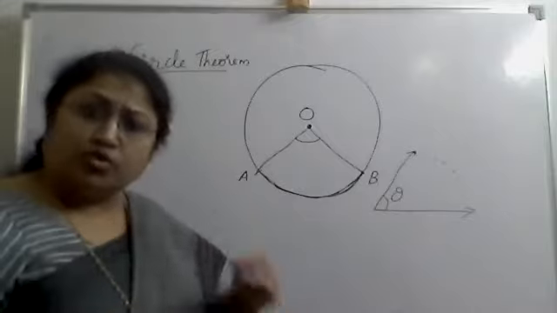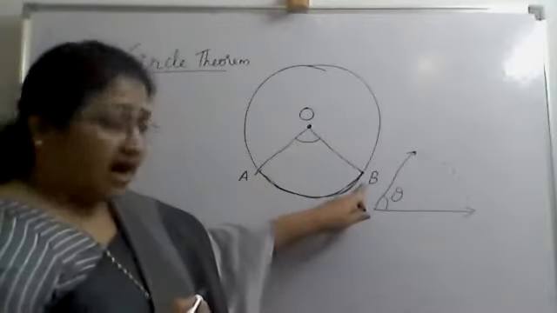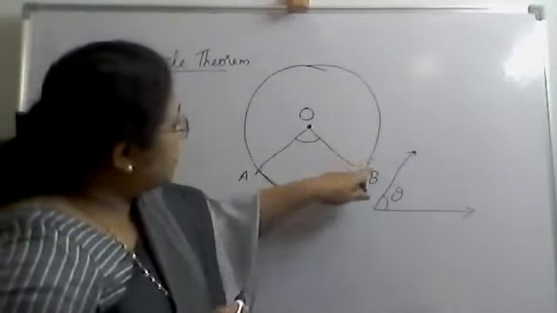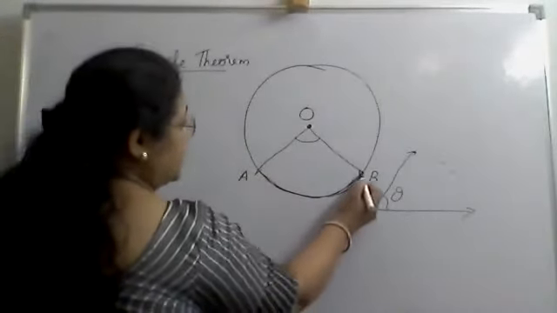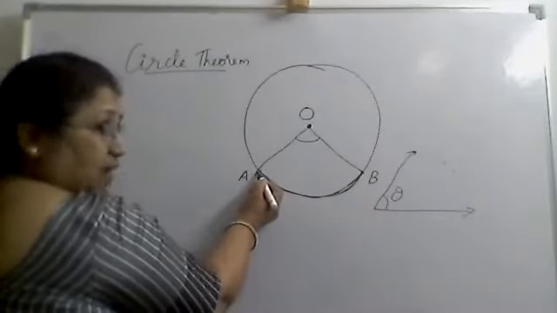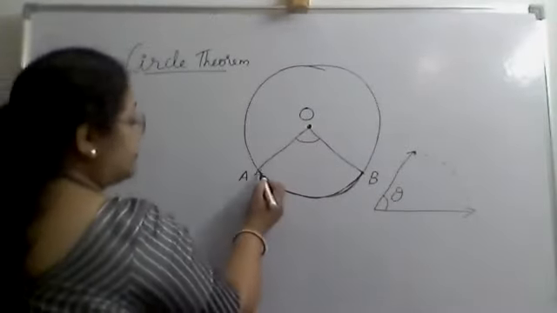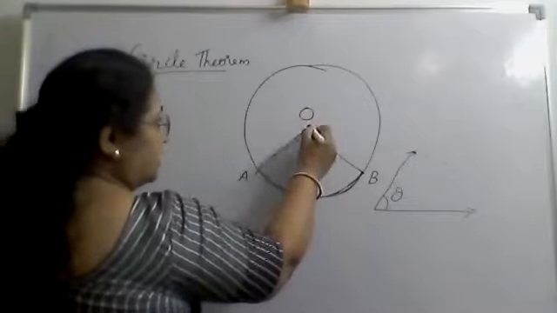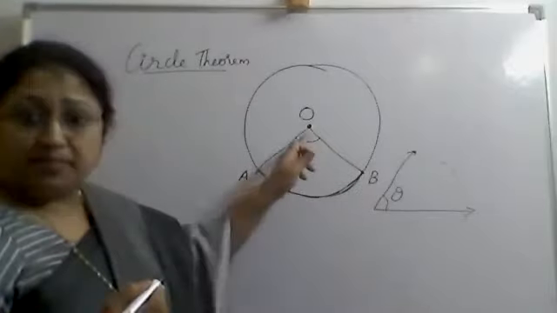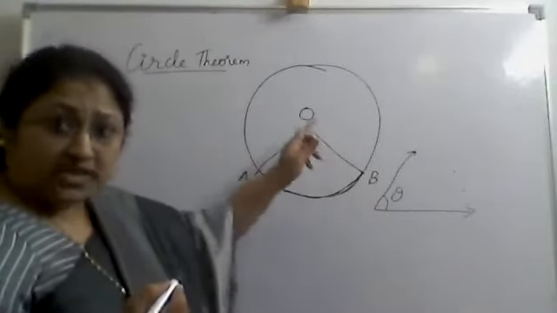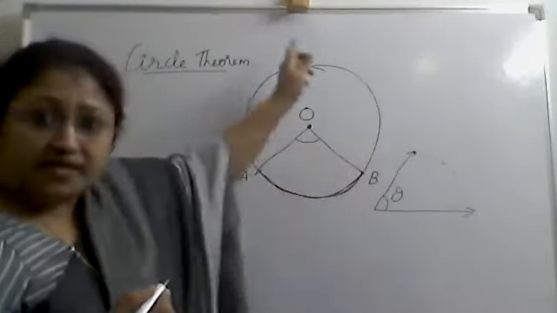It is always 2 times, or double, the angle subtended by the same arc on any other portion in the remaining part of the circle. If I take this portion as the minor arc, what about this portion of the circle? That is the major arc. So if this minor arc AB subtends an angle AOB at the center, the angle subtended by the arc AB at the center will always be 2 times the angle subtended by the same arc on any other part in the remaining portion of the circle.